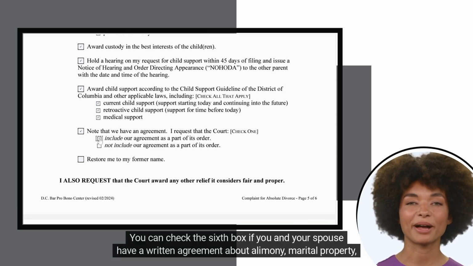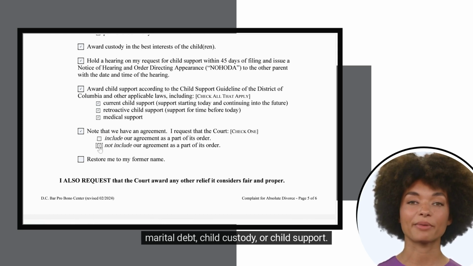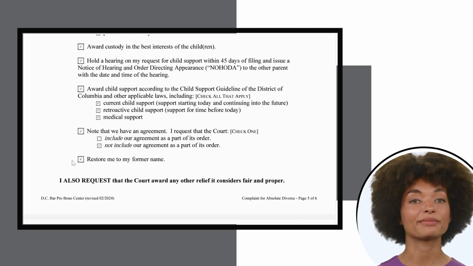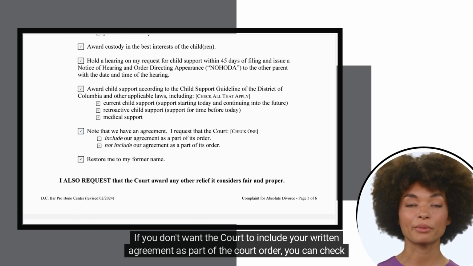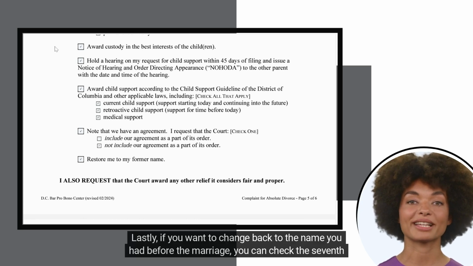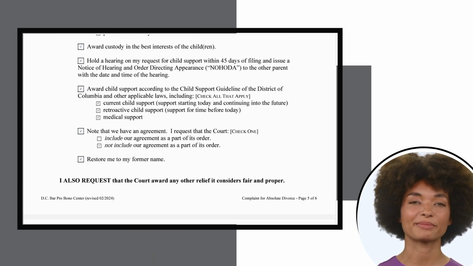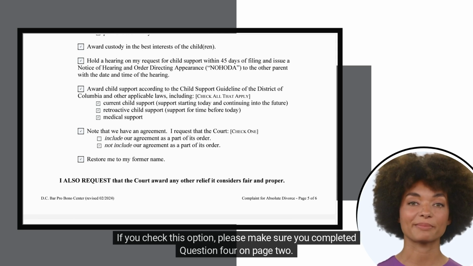You can check the sixth box if you and your spouse have a written agreement about alimony, marital property, marital debt, child custody, or child support. If you want the court to include your written agreement as part of the court order, you can check the first option. If you don't want the court to include your written agreement as part of the court order, you can check the second option. Lastly, if you want to change back to the name you had before the marriage, you can check the 7th box, Restore me to my former name. If you check this option, please make sure you completed question 4 on page 2.